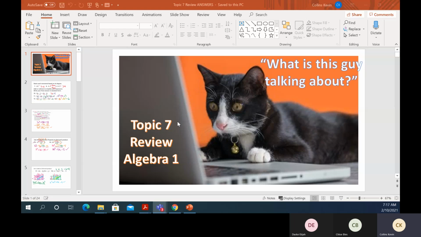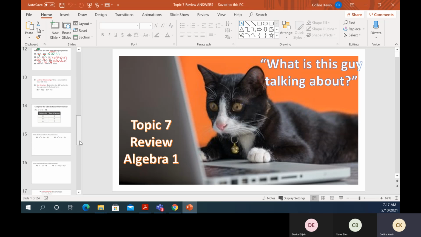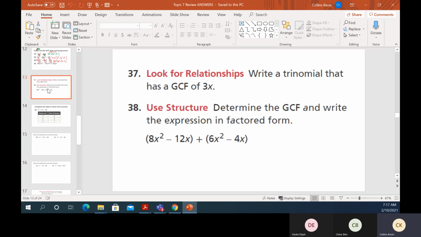And we will continue on this chapter all about factoring and quadratics and all that kind of fun stuff. All right, let's see where we left off. So we're about here.